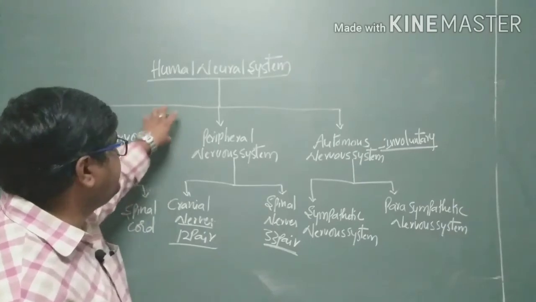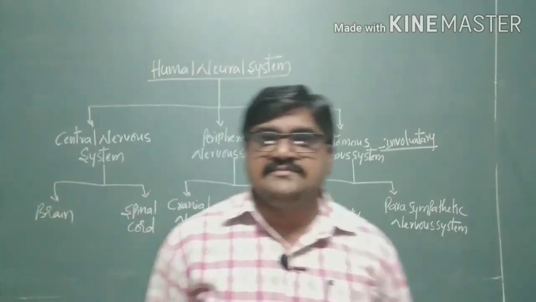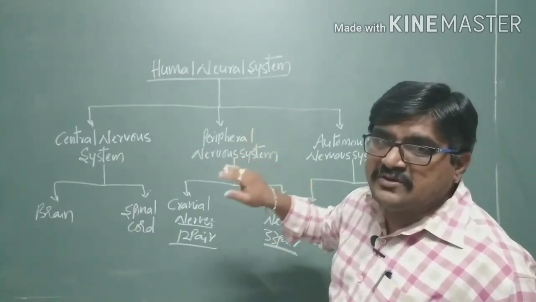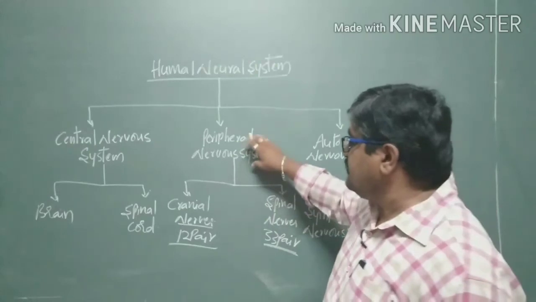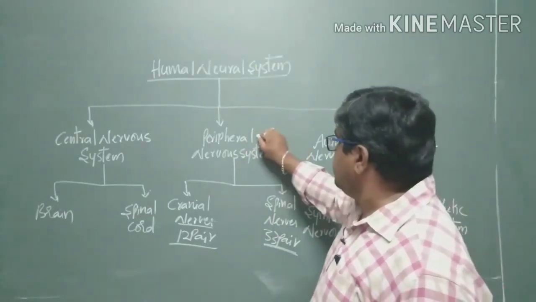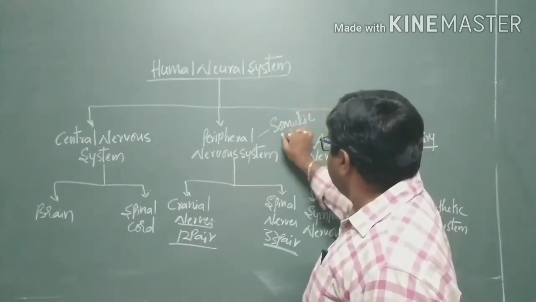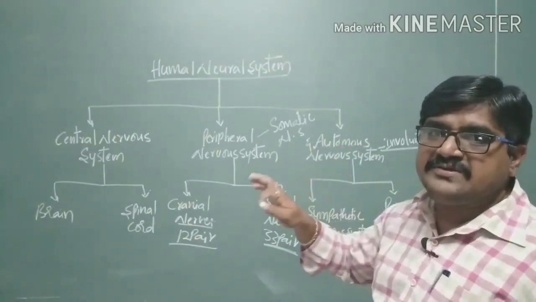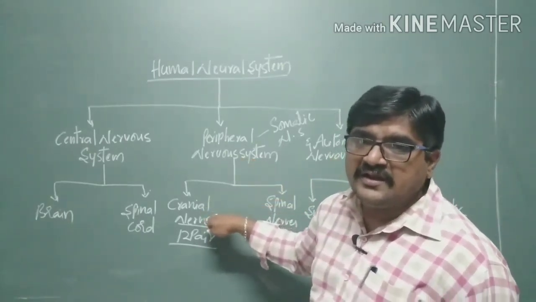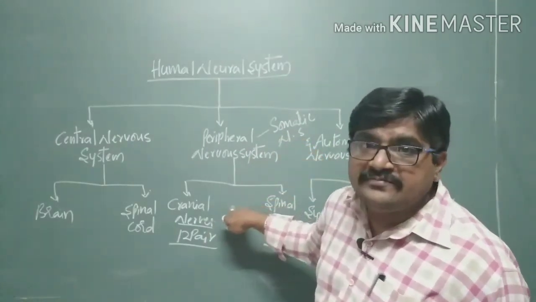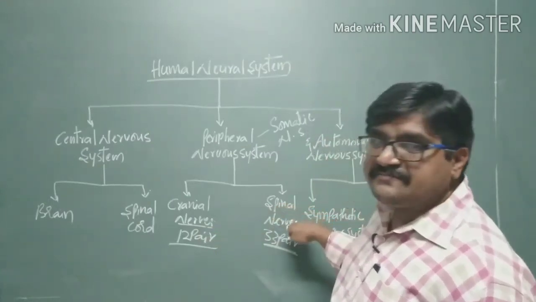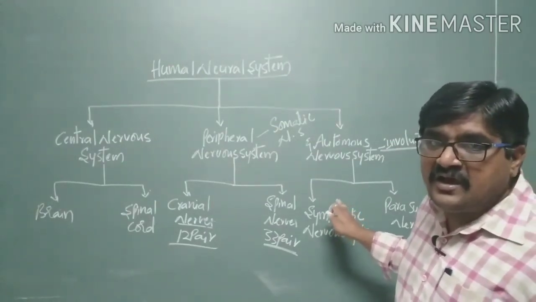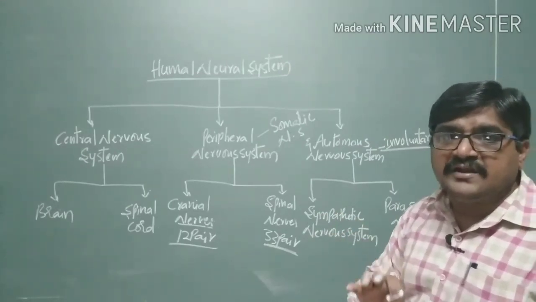So this is the classification of the human neural system, which is classified into three types. One is the central nervous system, and the peripheral. In the NCERT textbook, the peripheral nervous system is classified into two types: the somatic nervous system and the autonomous nervous system. But in the clearer picture, the somatic nervous system is classified into two types, the cranial nerves and the spinal nerves, and the autonomous nervous system is classified into sympathetic and parasympathetic, which play important roles in opposite reactions.